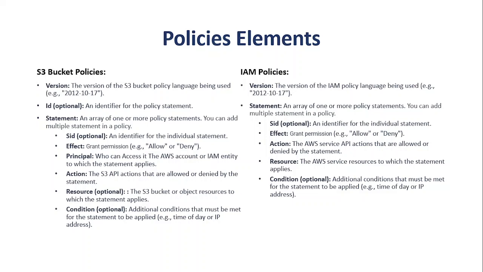Okay, so here are the various policy elements that define the permissions of AWS resources. On the left side, we have S3, and on the right side, we have IAM policies. At first glance, everything seems different except for a couple of things. The first difference you might see is this ID, which is optional for S3 bucket policies, but it is not available in IAM policies.